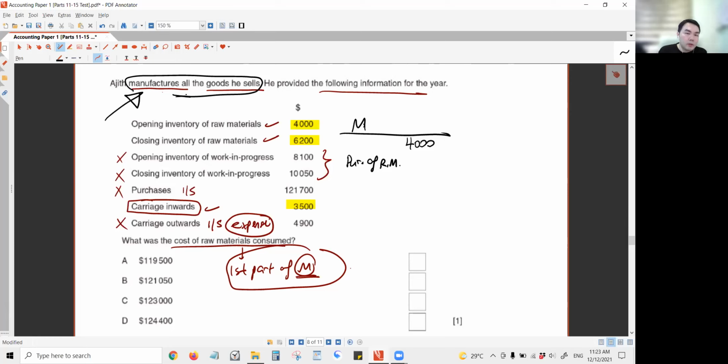Therefore, this figure 121,700 is not in the income statement. This is actually purchases of raw material. Therefore I have to use it, 121,700. Hold on, yeah. Let me explain again. One of you do not understand why I have to use purchases here.